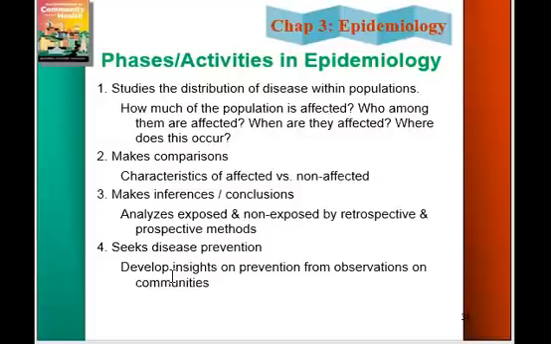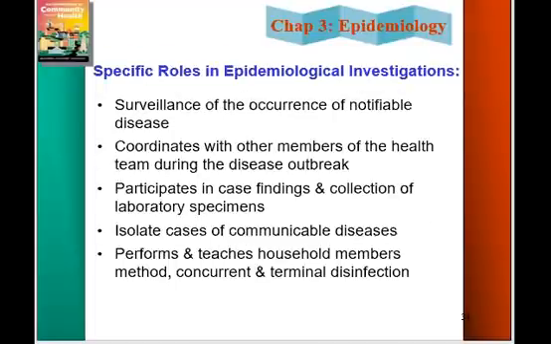So, if you notice, these 4 phases or activities in epidemiology were done by John Snow. Hippocrates did not do these 4 phases. Benjamin Rush did not either. Walter Reed did not either. That is why John Snow is called the father of field epidemiology. Okay? So now let's proceed to the last part of this video.